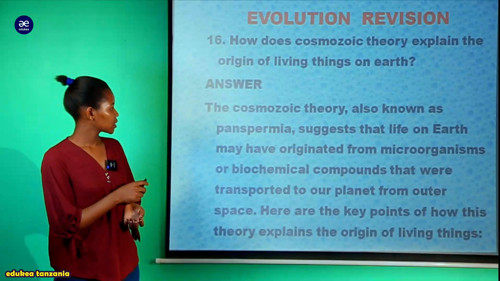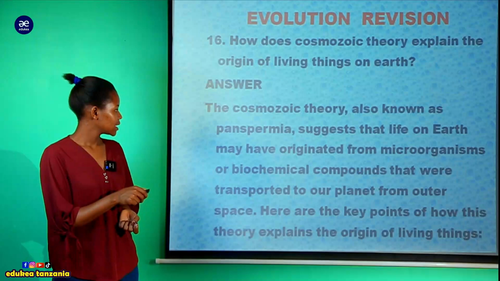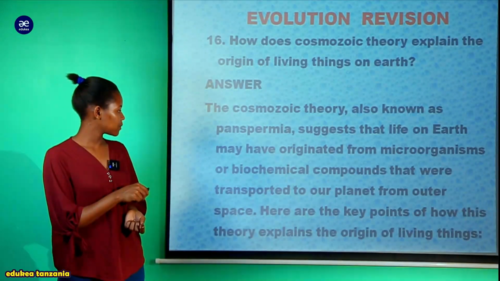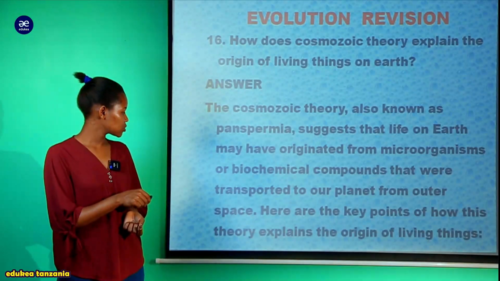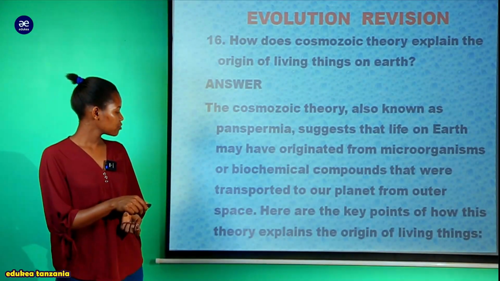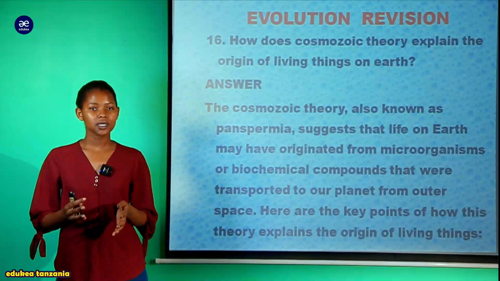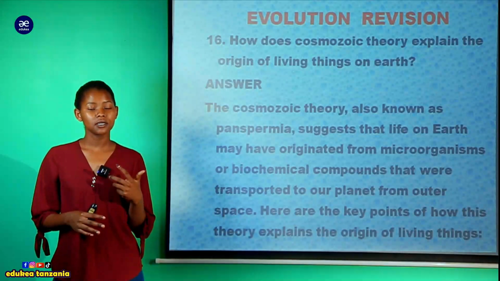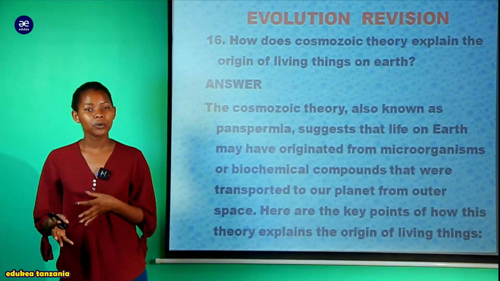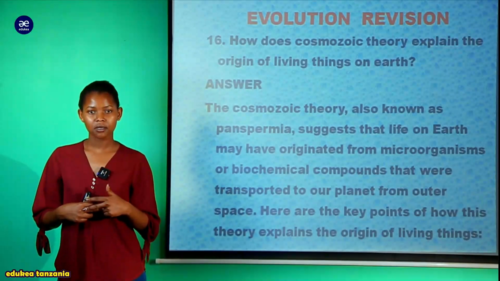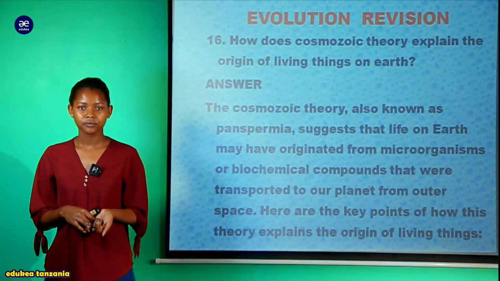And now, you can see here, the cosmozoic theory, also known as panspermia, suggests that life on Earth may have originated from microorganisms or biochemical compounds that were transported to our planet from outer space. This is all about cosmozoic theory. Ilituambia kwamba maisha katika Earth yalitokana na microorganisms au chemical fulani ambazo zilikuwa brought into the earth from outer space ama from other planets. That's all about cosmozoic theory.